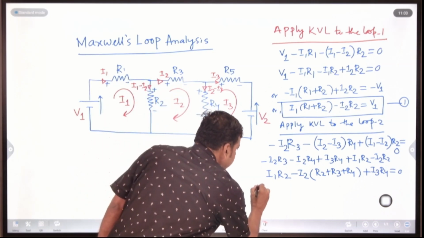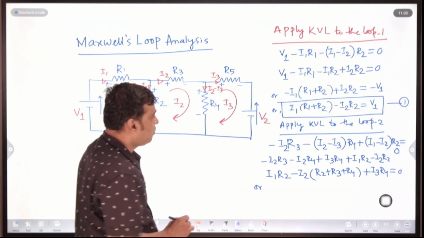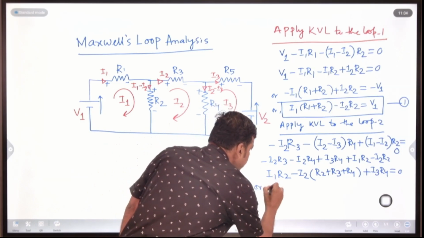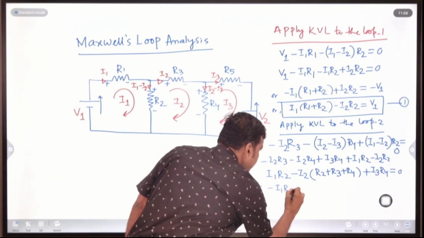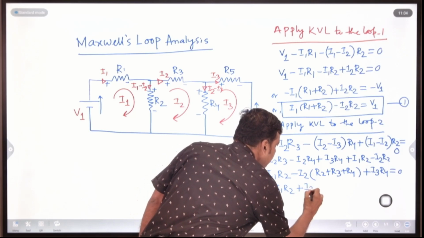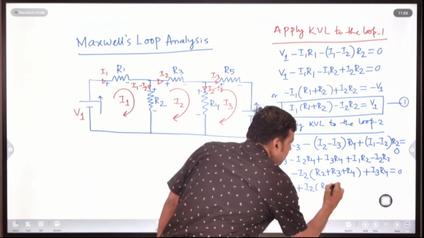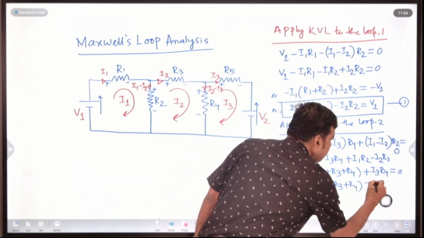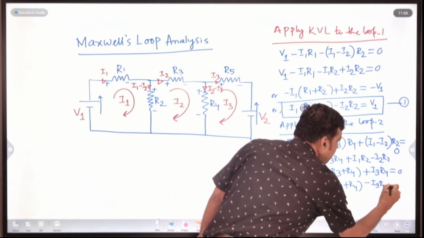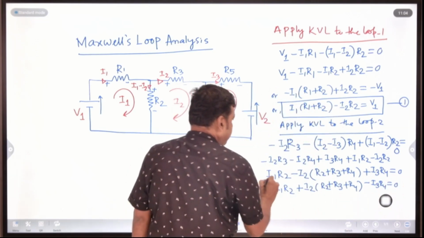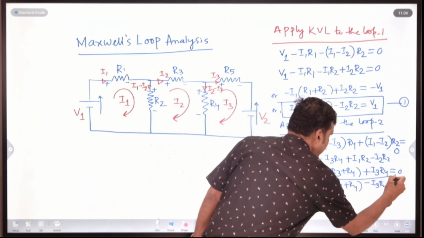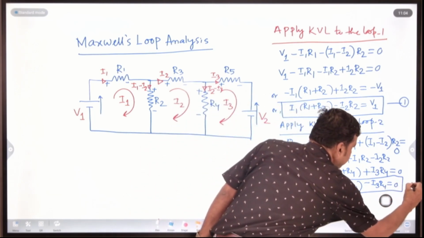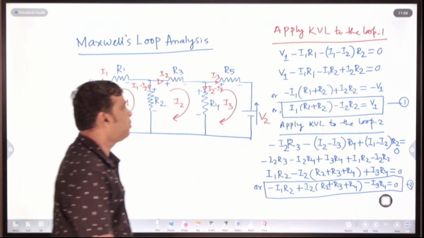Then slightly modify this expression by multiplying minus sign in each term. This term will be minus I1 R2, and this will be plus I2 whole into R2 plus R3 plus R4, here minus I3 R4 equal to 0. This is my second equation. If you apply KVL to the loop 2 or mesh 2, you will get this expression. This is your equation 2.